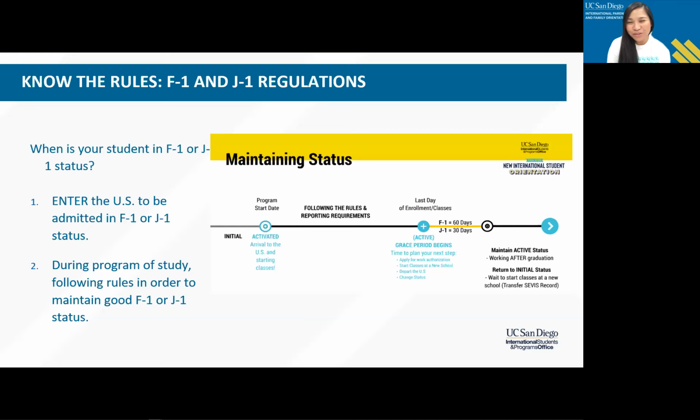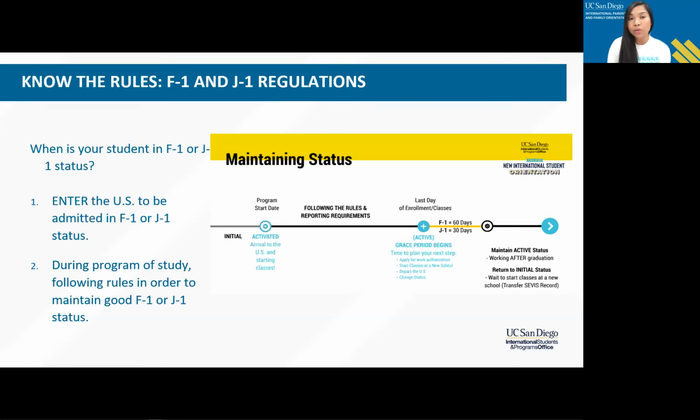Now, all of your students currently hold what is called an initial CVIS record. That means that they have not quite started their program of study and have begun their program of study in the fall quarter. However, once the student does arrive to the US and begins their program of study, then ISPO will activate your student's CVIS record. This then tells the US government that your student has arrived to the US and is now maintaining F1 and J1 status by enrolling full-time.